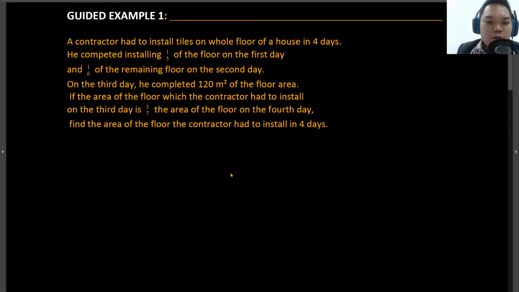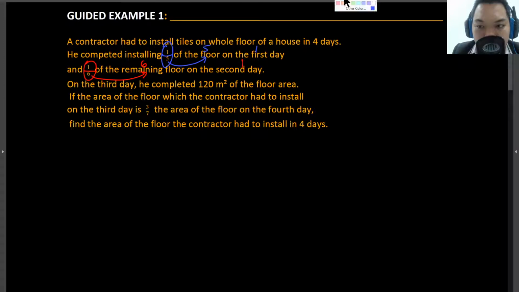Okay, so now let's start with guided example 1. To show you how models and branching are connected, this is what we can do. The contractor had to install tiles on a whole floor of a house within 4 days. He completed installing 1/5 of the floor on the first day. Then he completed 1/6 of the remaining floor on the second day. On the third day, he completed 120 meters squared of the floor area.